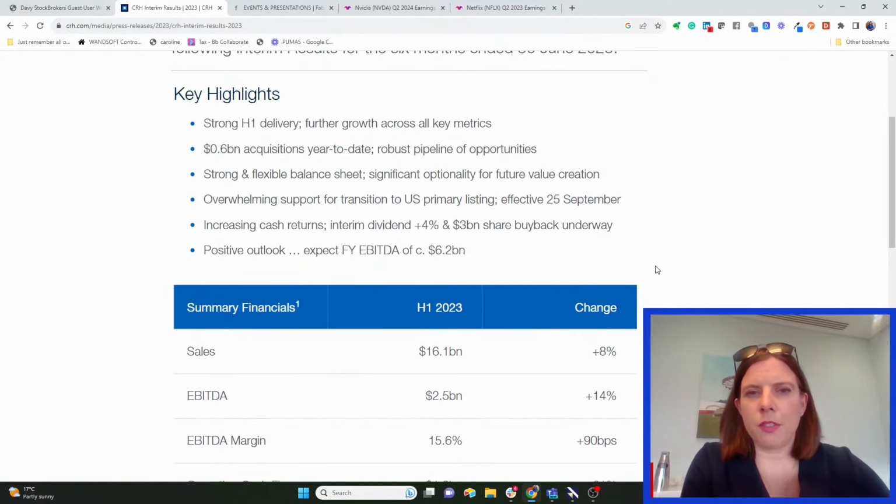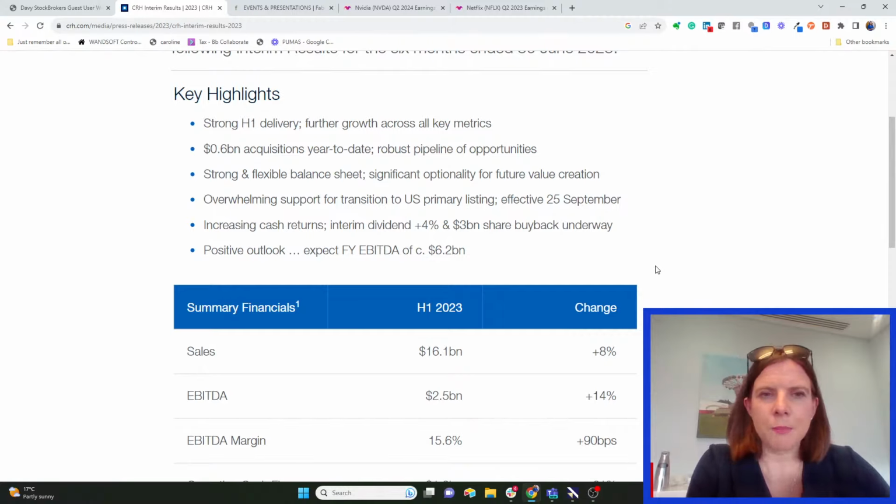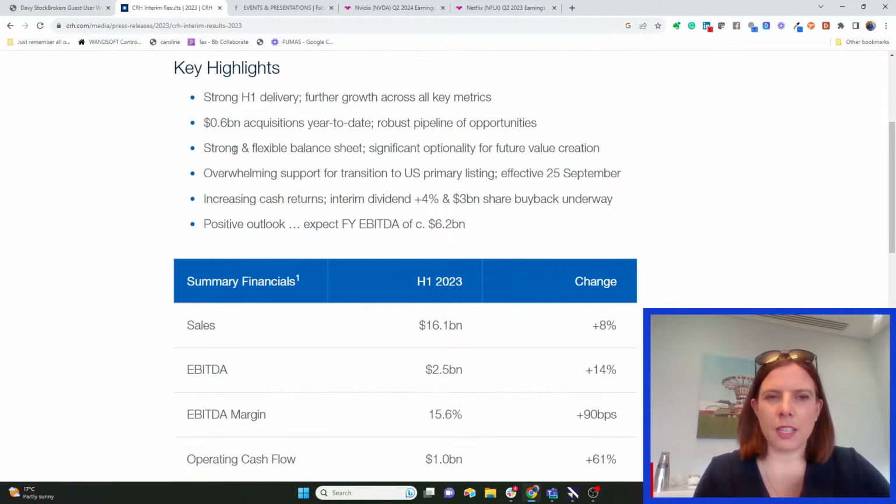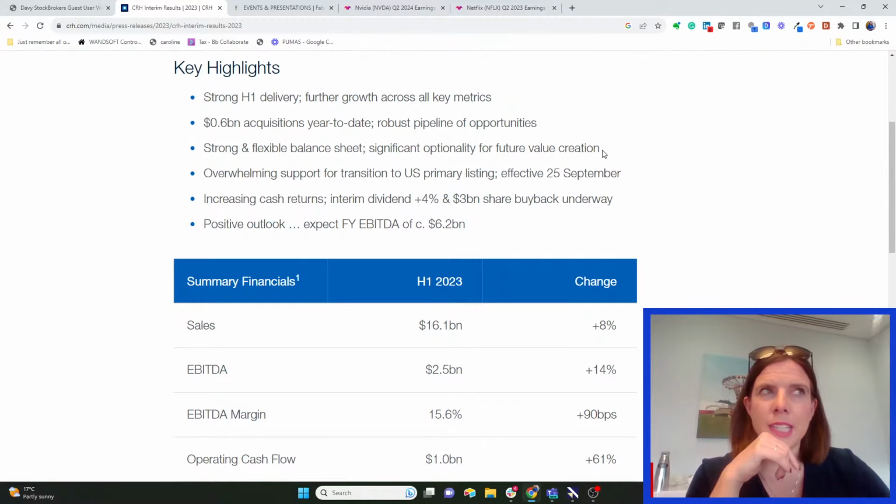Strong H1 delivery, further growth across all key metrics. Interesting. Okay, that's a good line to start off with. $600 million of acquisitions to date, robust pipeline of opportunities, strong and flexible balance sheet. What I understand that to be is that there are plenty of assets on the balance sheet. I understand flexible means that cash can be deployed to acquire either a company or another asset, or to pay down debt. Significant optionality for future value creation. That could mean a range of different things, and I don't want to speculate yet.